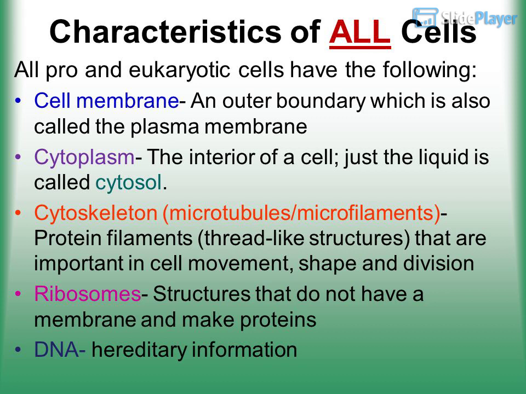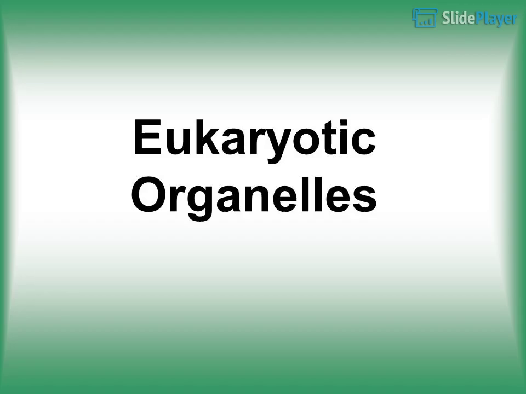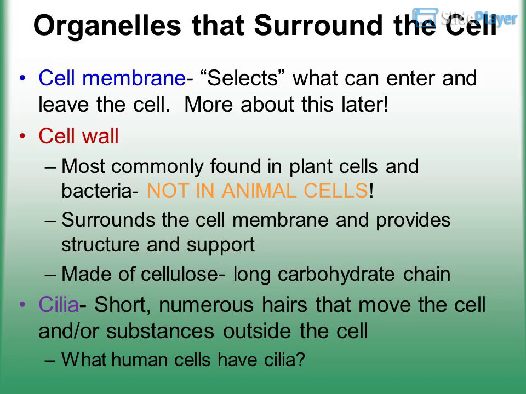Ribosomes, structures that do not have a membrane and make proteins. DNA, hereditary information. Eukaryotic organelles. Organelles that surround the cell. Cell membrane selects what can enter and leave the cell.